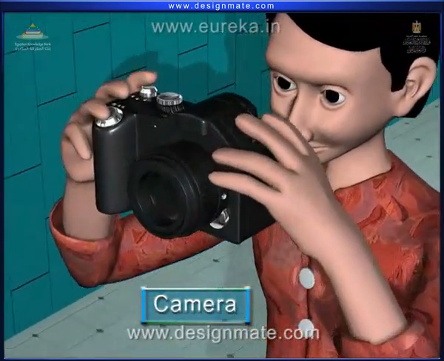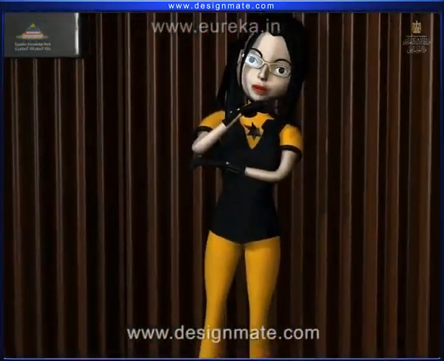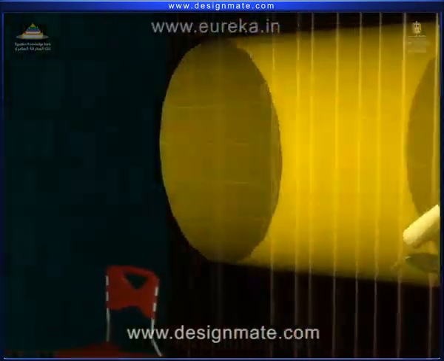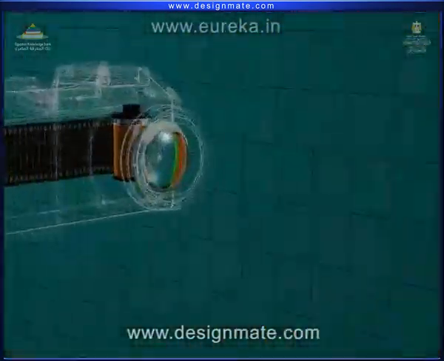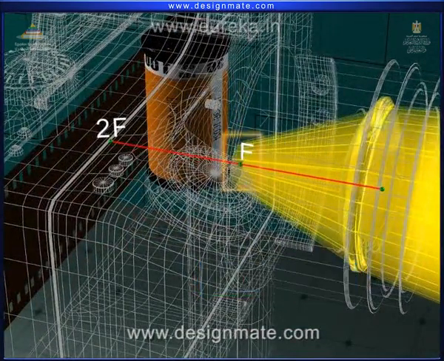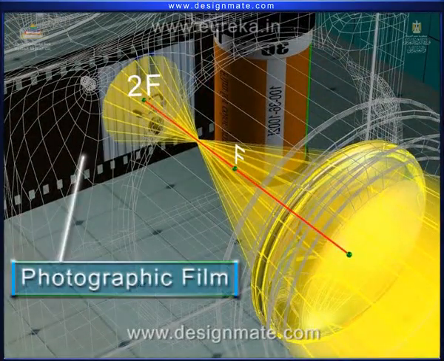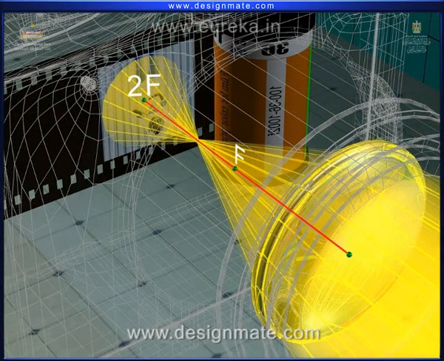This type of image formation is used in a camera, where the rays coming from an object, which is not very far, pass through the convex camera lens converging at a point between f and 2f on the other side of the lens, and pass on to the photographic film. Hence, the image gets captured onto the film.